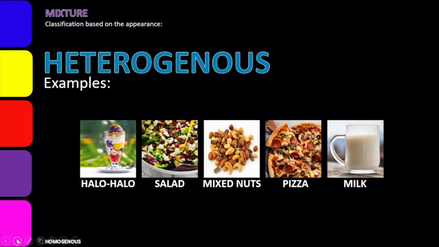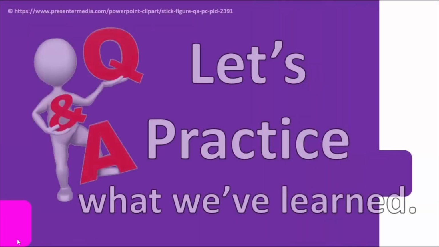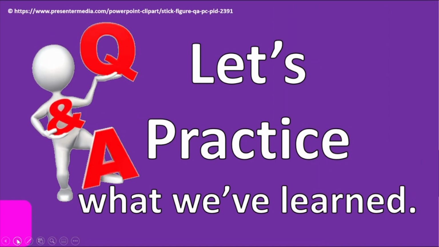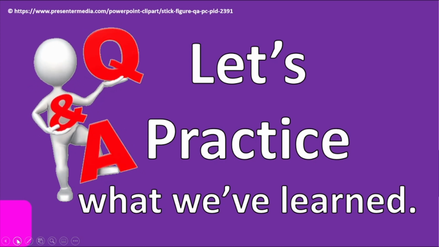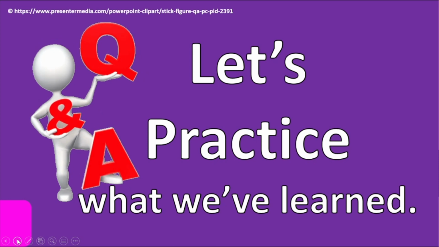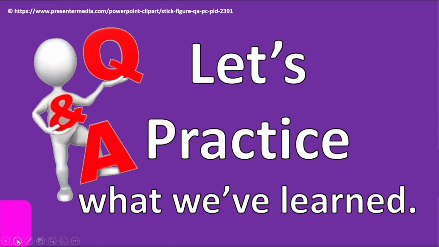We got halo-halo, salad, mixed nuts, pizza, and milk. And just like homogeneous mixture, marami pang ibang mga heterogeneous mixture sa paligid natin. Basta nakikita pa natin yung ilan or lahat ng parts na ihinalo, that is considered a heterogeneous mixture. So now, ganun lang kasimple ang ating topic. We learned about mixture, what it is, the properties, the characteristics, at natutunan din natin yung dalawang uri ng mixture, which is the homogeneous mixture na mukhang iisa at heterogeneous mixture na meron ka pang nakikitang parts na ihinalo.